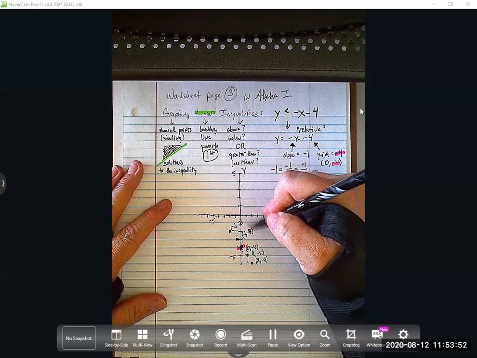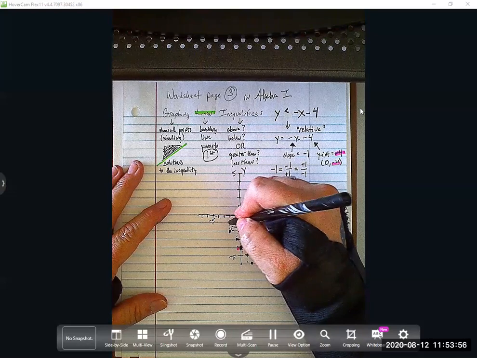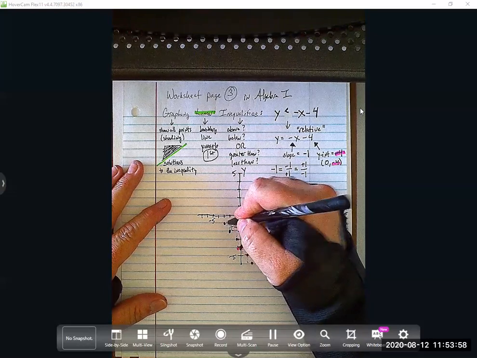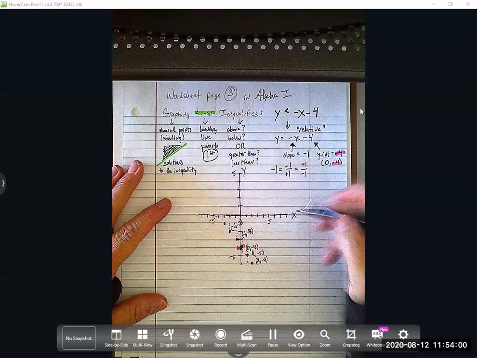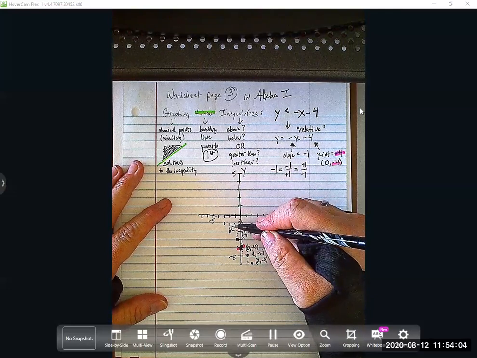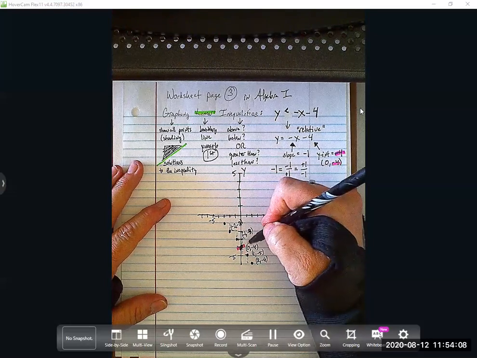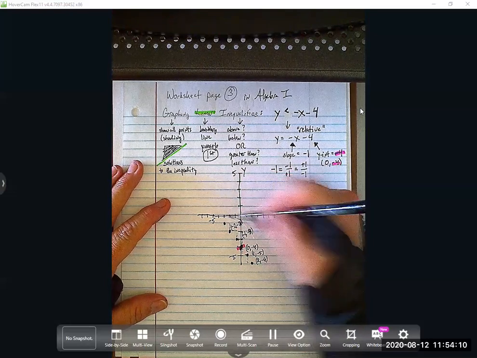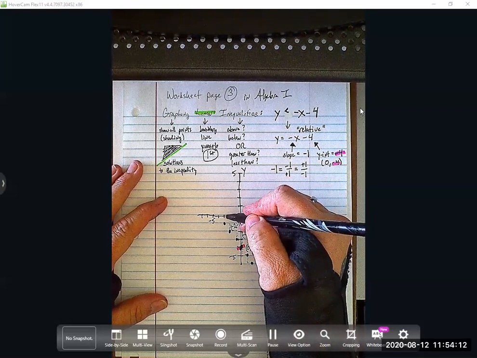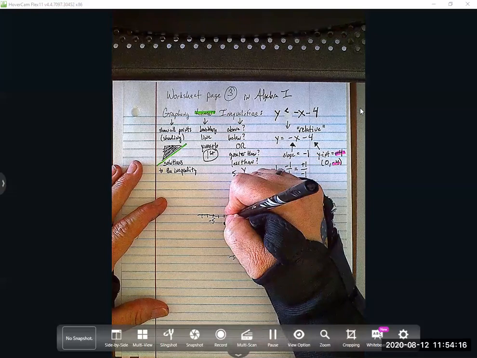-4, -3, -2. The next point should be at y equals -1. So if I keep going, there it is. Y equals -1. And x is going up by 1. 0, -1. I'm sorry, down by 1. So 0, -1, -2. If we go down by 1 again, -3. X is -3, y is -1. And you can keep going all the way across the graph.